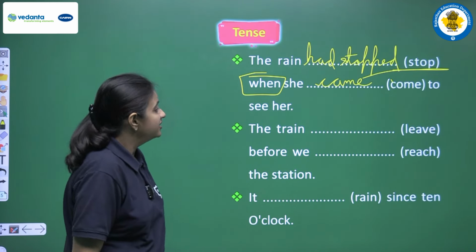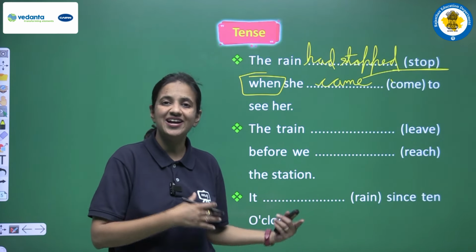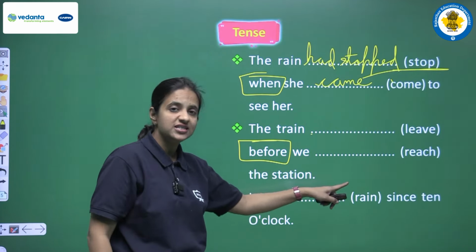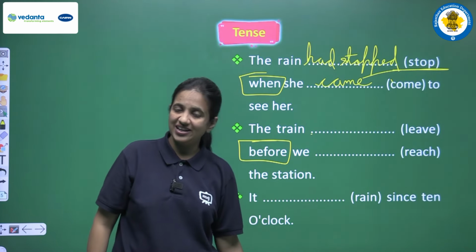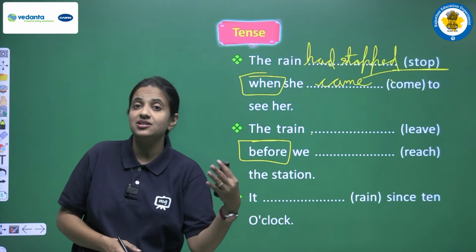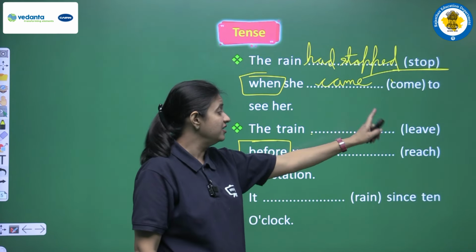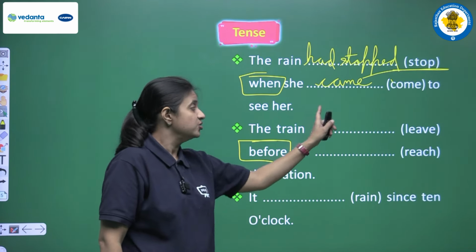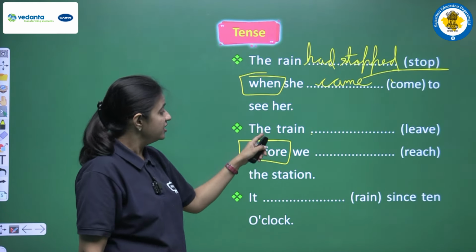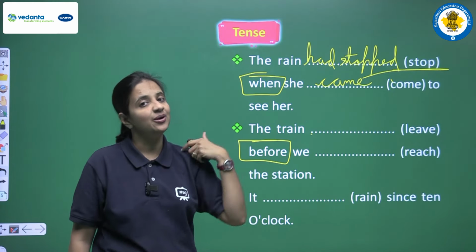Next is: the train leave before we reach the station. Again we are having the same sentence. We are having one conjunction, two clauses, and two different activities. So again we have to use this combination of past simple and past perfect tense. So let's read one more time. The sentence is: the train leave, we reach the station. So here, the structure is that the clause that comes before 'before' is the action that completed prior.